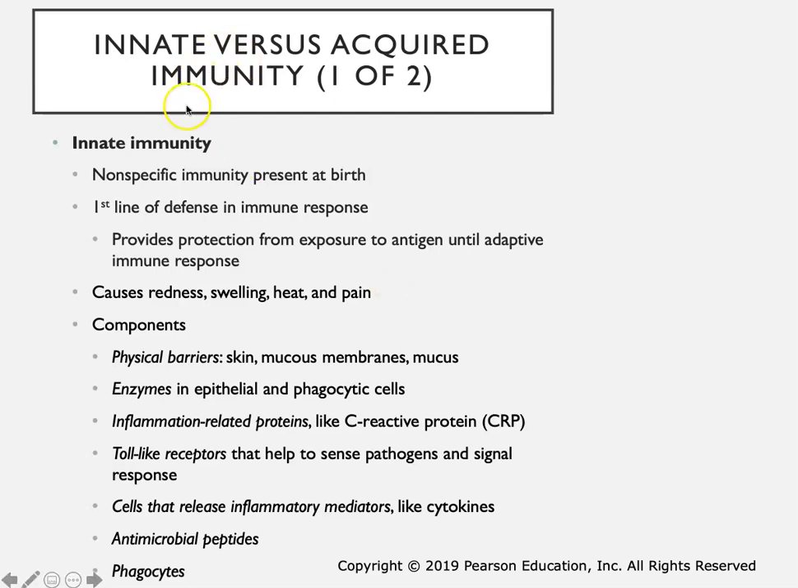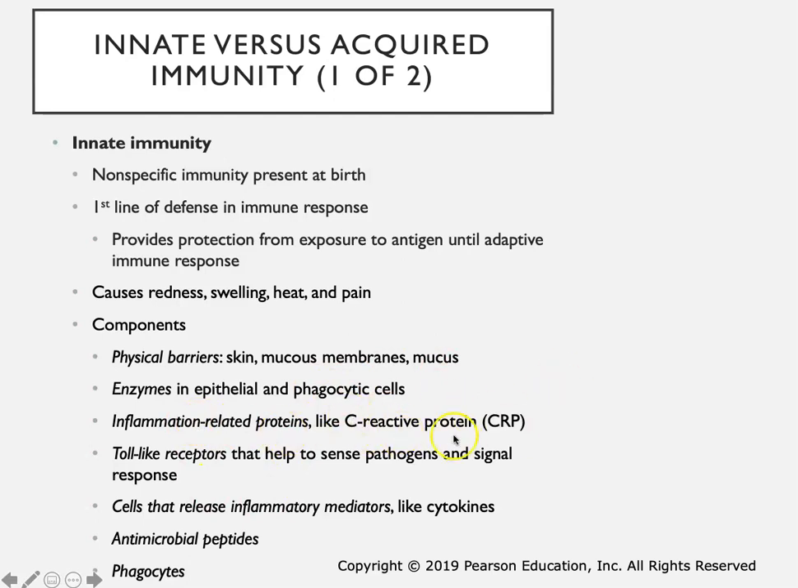So some components of the innate immune system, right? There's physical barriers. Skin, mucous membranes, mucus itself is a physical barrier. Enzymes in epithelial and phagocytic cells. These are part of it, and some of these things will come up again more specifically when we talk about some specific responses.